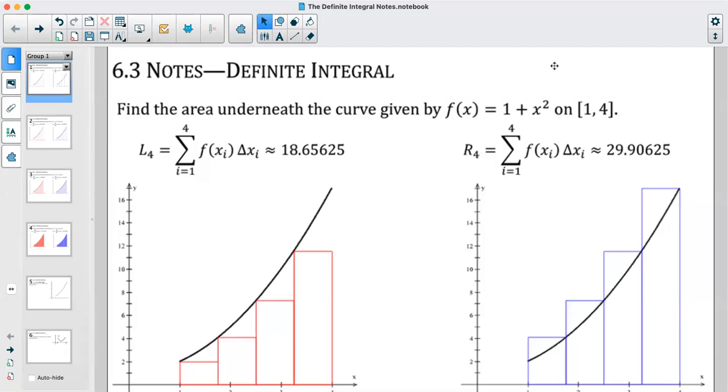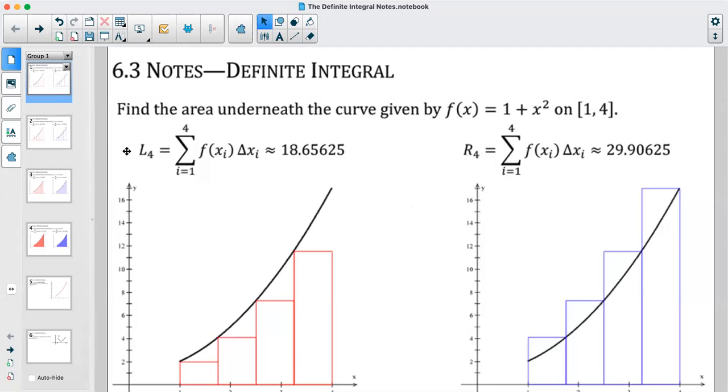Our first real foray into the world of integrals. The first few slides here are really just kind of descriptive. This is the big question: find the area underneath a given curve for some given interval, and that's what definite integrals do. And we're going to see how we derive them here real quick.